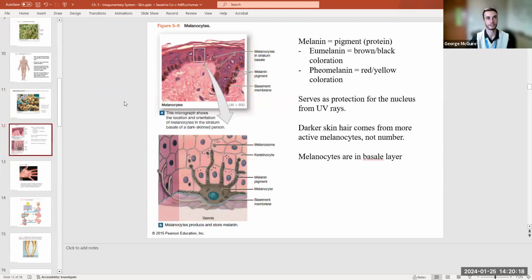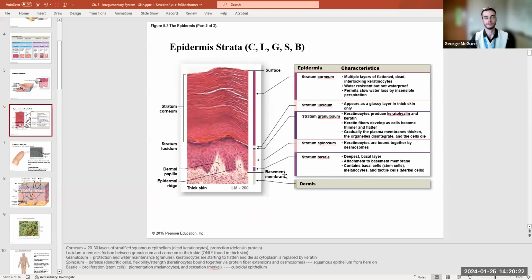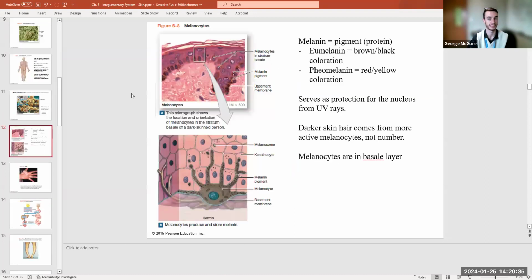So another cell that I forgot to mention as a part of that basal layer. We talked about the stem cells that are there creating more of those keratinocytes, and we talked about the Merkel cells, which are there to sense. But we also have our melanocytes, which are melanin producing cells in that basal layer.